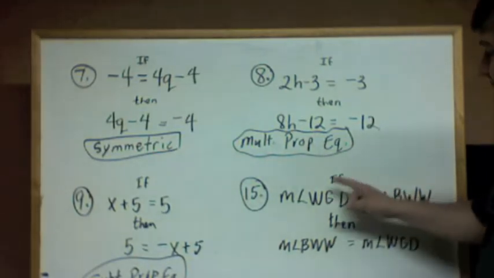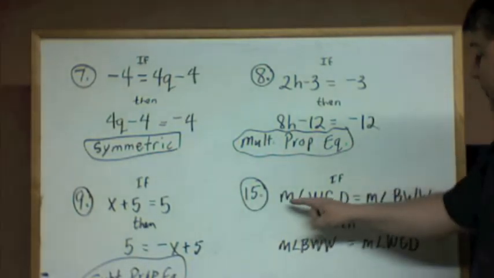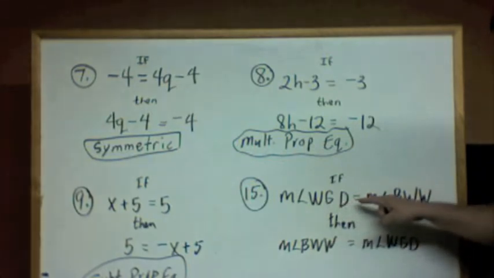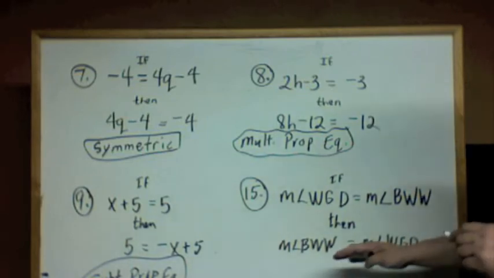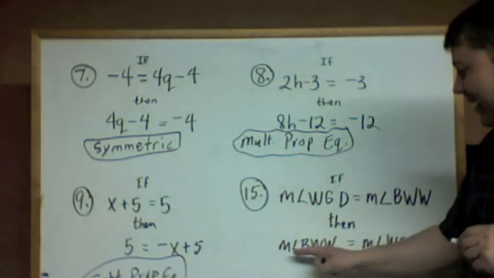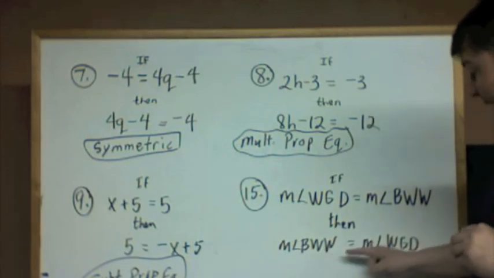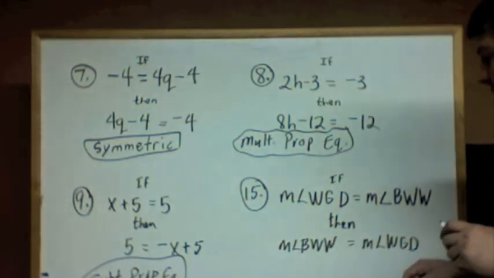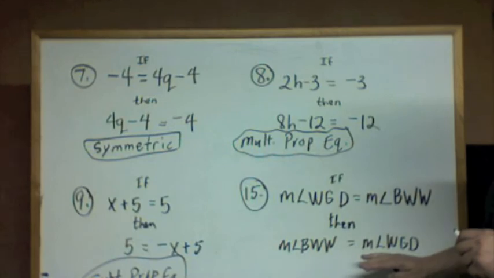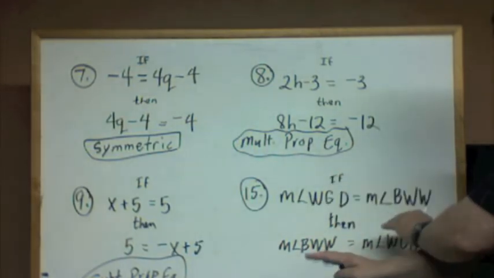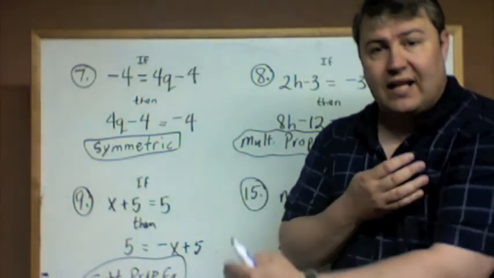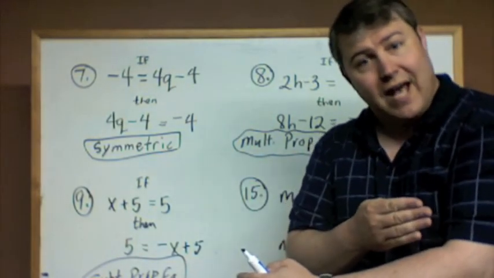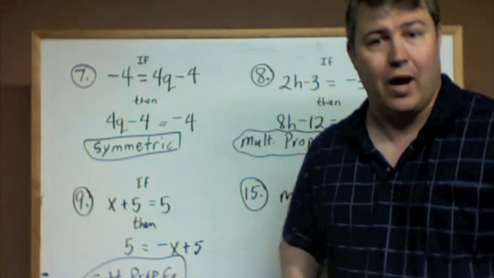But this says, this is number 15. This says if the measure of angle WGD equals the measure of angle BWW, and why they use two W's, I don't know. It must be a typo. But we can still do the problem. Then the measure of angle BWW has to equal the measure of angle WGD. Well, what did they do from this equation to that equation? They just took the two sides and flipped them around. So all they said was, if one thing equals a second thing, then the second thing has to equal the first thing. And what property is that? Again, that's the symmetric property of equality.